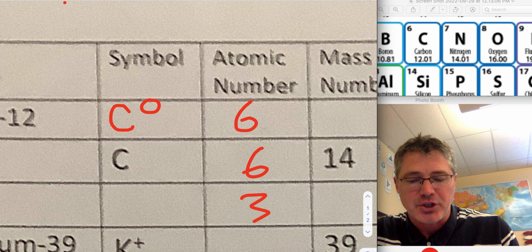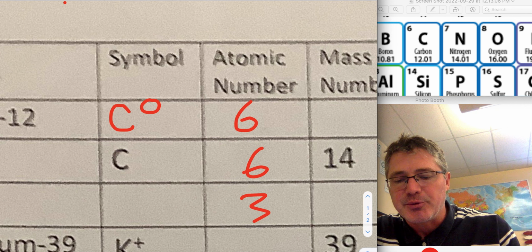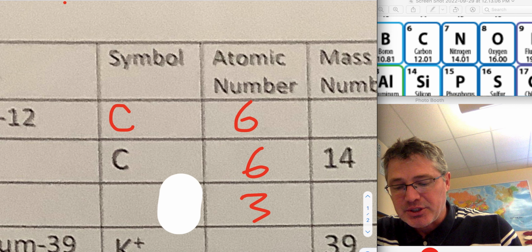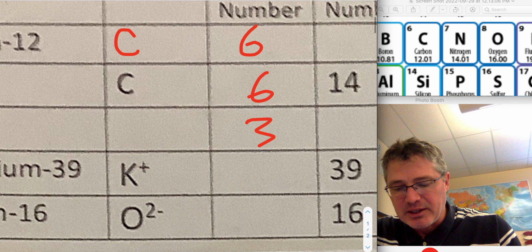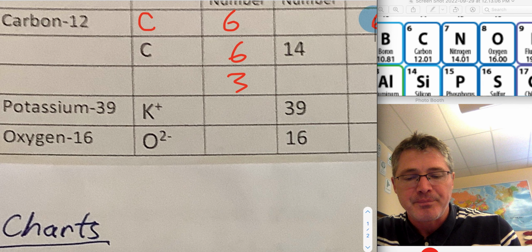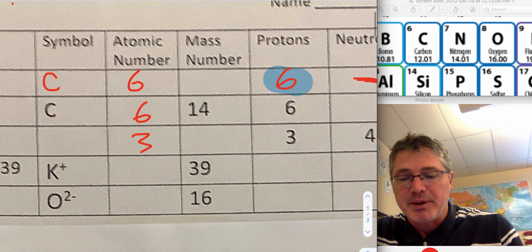That's why the symbol would have a 0 right there for its charge. However, a lot of times we don't write a 0, we just leave it blank, with the assumption that if it's just by itself, that letter C by itself, that means there's no charge. If it did have a charge, then we would write it like we do down here with the K with the plus and the O with the 2 negative. Okay, we'll get to those in just a moment.